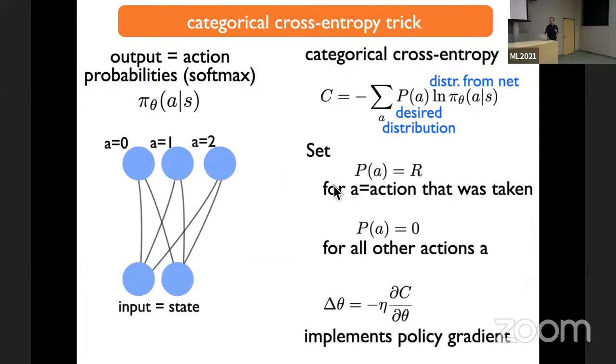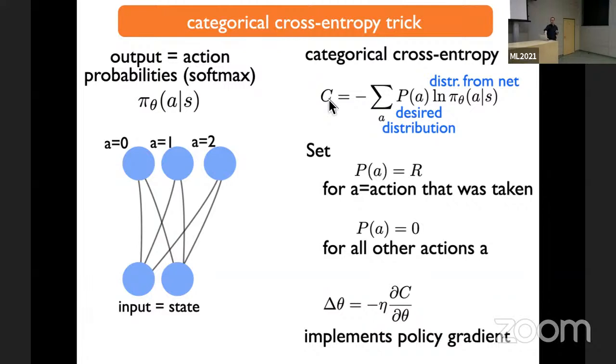So let's get back to how to actually calculate these logarithmic gradients. In principle, it's clear that we are able to do this because the policy is represented as a neural network, and taking the derivative of that or its logarithm with respect to parameters is something you can do automatically using automatic differentiation. But there's a little trick to make it even simpler. Again, let's start from this situation. You have a neural network representing the policy, and it turns out that you can use some aspect of supervised learning to get what you want.